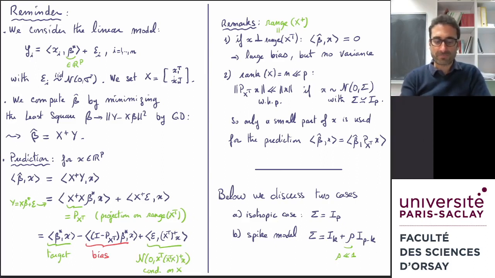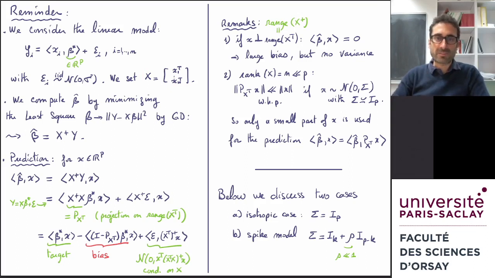So we start again with our linear model, the Gaussian linear model. I'll remind you, we have some observation y_i, which is the scalar product of some x_i that we also observe with some beta star that we don't know. And these observations are corrupted by some noise epsilon_i, which are IID Gaussian with variance sigma squared. We denote by capital X the matrix whose rows are x_1 to x_n.